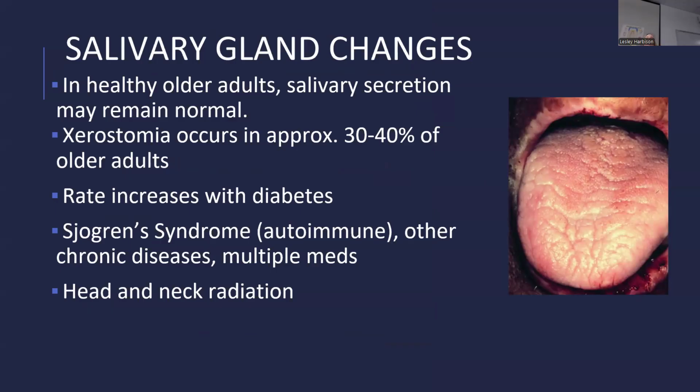So salivary gland, in general, if somebody's healthy, they don't have a lot of chronic disease or take a lot of medications, they might not have any kind of salivary flow reduction. But if they have all these other elements, then you will see it. So xerostomia occurs in about 30 to 40% of older adults. That almost seems kind of low to me, but that was one resource. Of course, that increases with diabetes, autoimmune conditions like Sjogren's, multiple medications. If they've had head and neck radiation, all of those are going to increase their likelihood of having dry mouth.